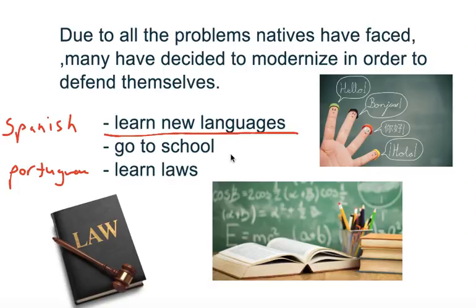Two, they decide to go to school, which is a big one. If they go to school, they can be more educated, they can read, and they can communicate better with the people that they come in contact with. And then last but not least, they're learning about the laws. This way, they don't get taken advantage of, they don't get ripped off, and they don't get a lot of their land stolen from them. So those three things will actually help them in the long run.